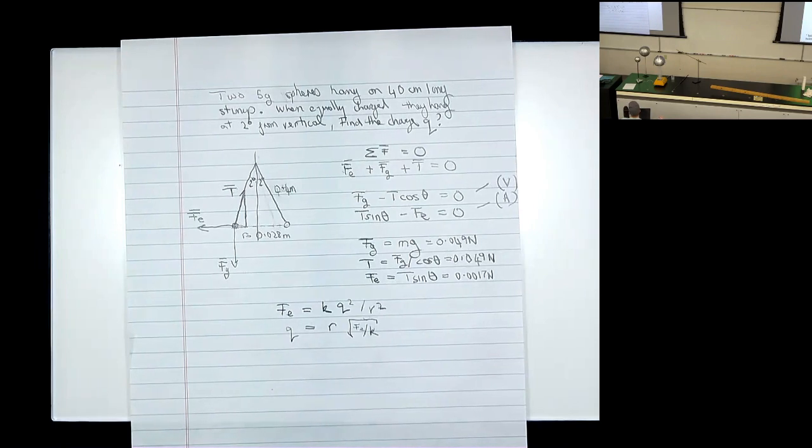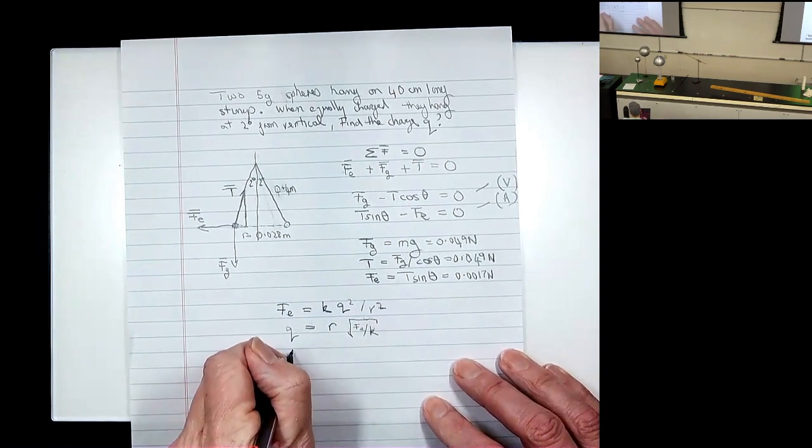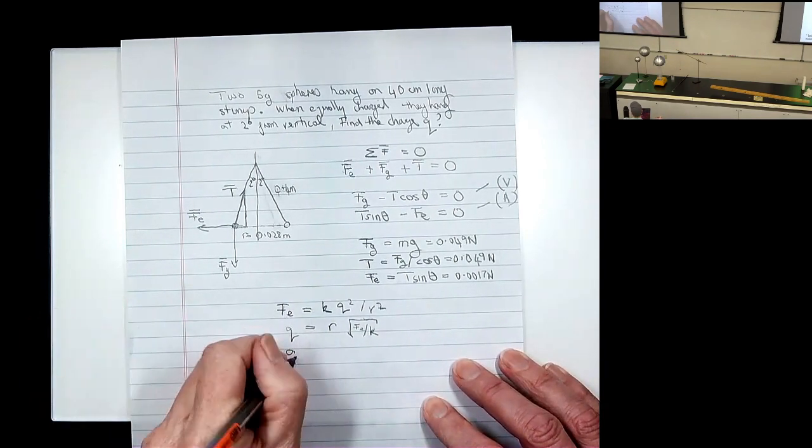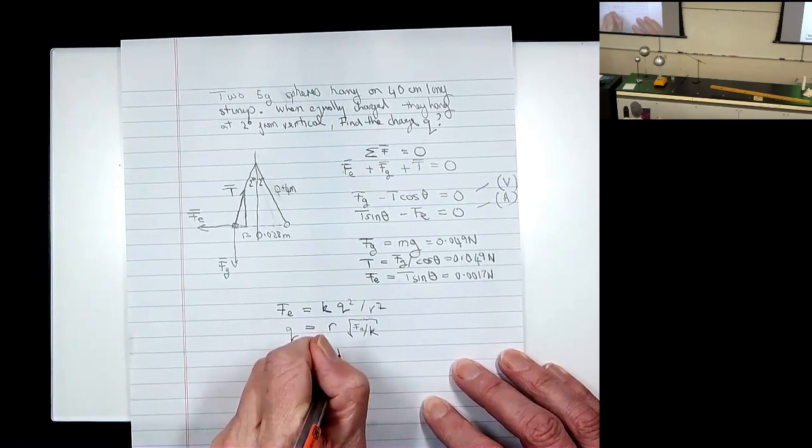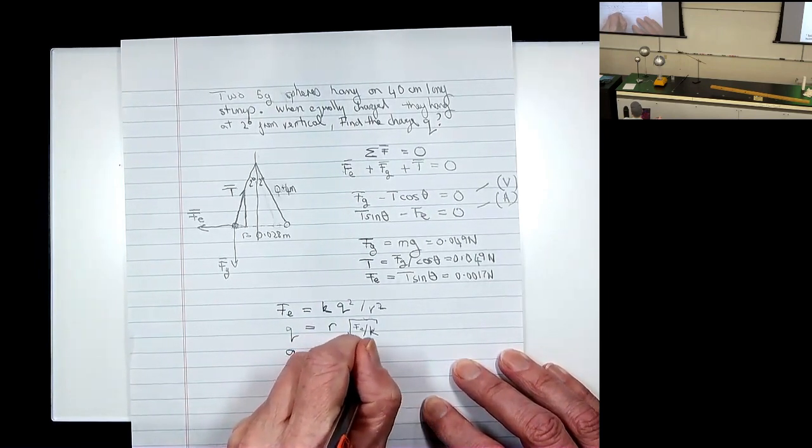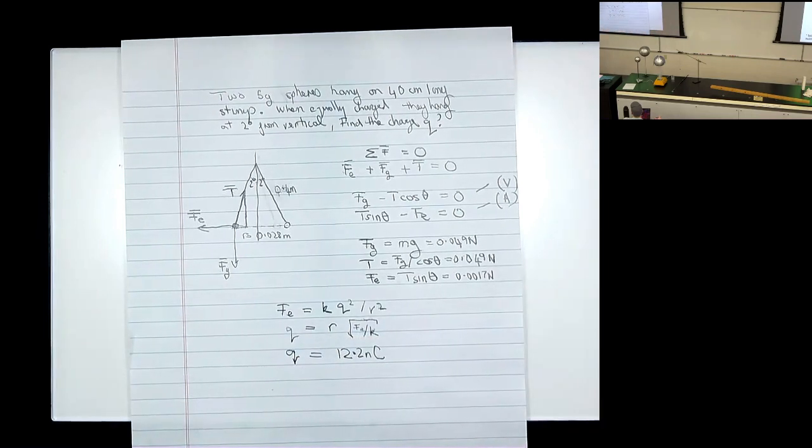Every number on the right-hand side I know. On the right-hand side is R, the separation. On the right-hand side is Fe, the electrical force. And on the right-hand side is the Coulomb constant. So I know all those numbers. I can plug them all in. I'm not going to write it down. We'd be here to the end of the class if I was going to do that. I plugged them all in, and that told me that the charge is 12.2 nanocoulombs, 10 to the minus 9 coulombs. That's the charge on either charge.